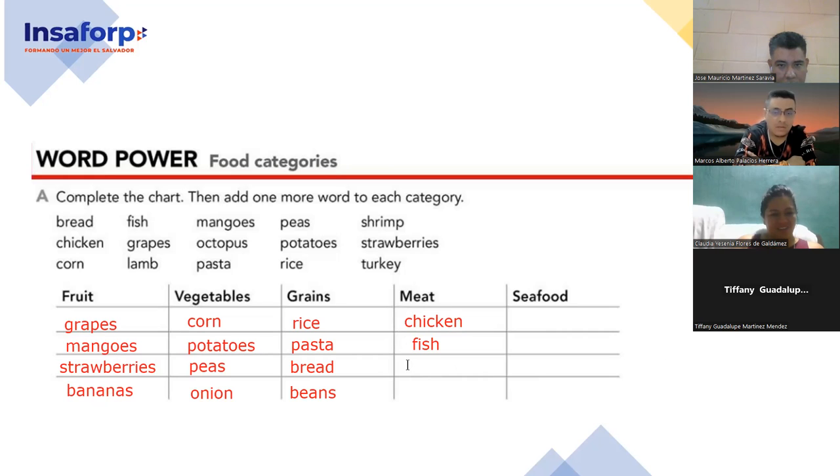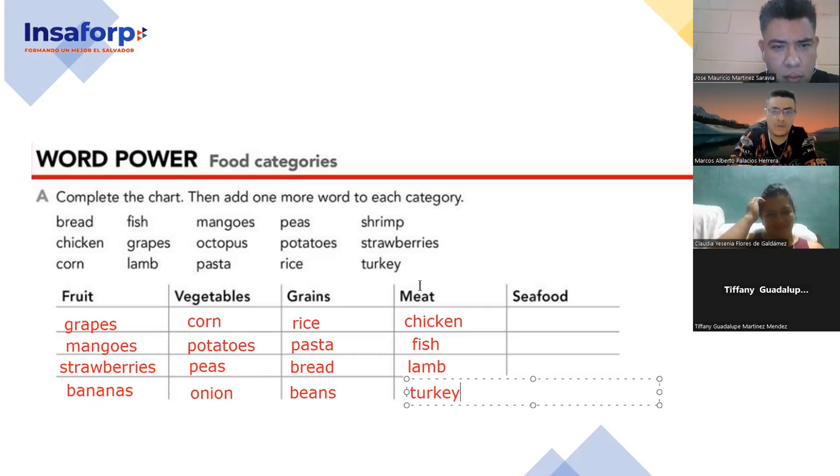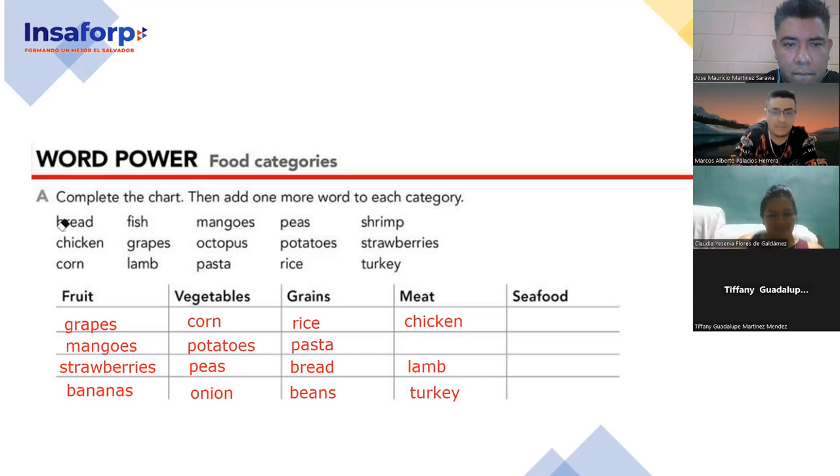Lamb. Oh, you know this one, right? We don't have these ones in El Salvador, I guess. No? Well, I never seen one here in El Salvador. And what is another meat that you know? Another meat. Turkey. Okay. Turkey. Oh, look at this one. So we have fish. Fish is seafood or is like from an... I mean, I think it is an animal, right? From the sea. Fish probably is seafood.